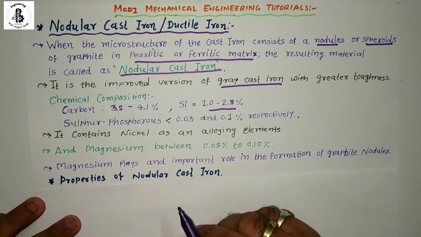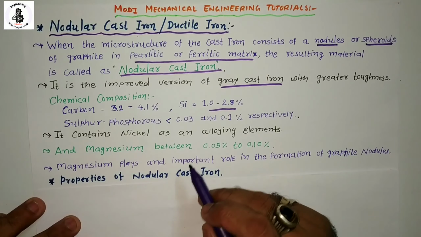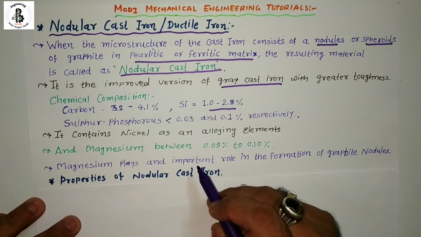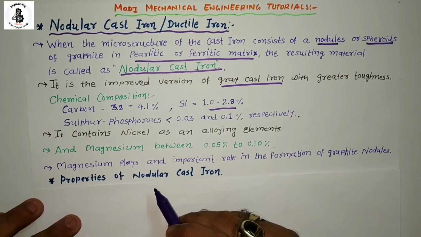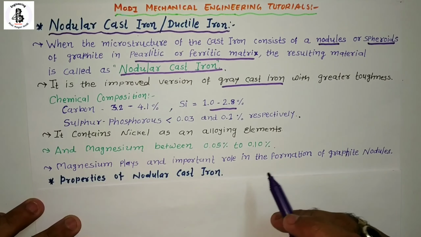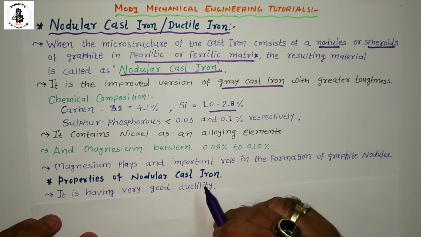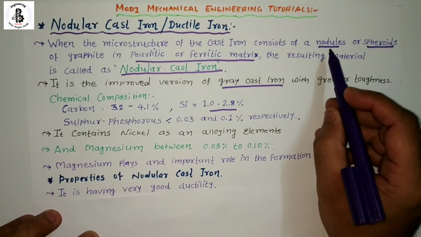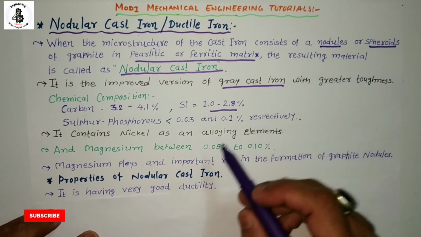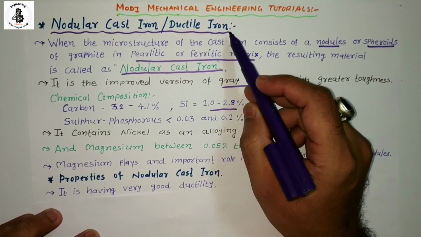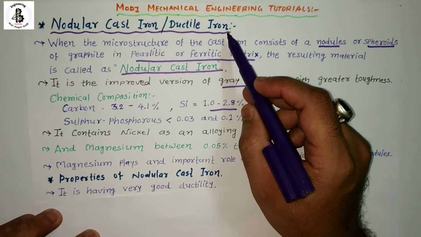From the nodular microstructure of these cast irons, they have good enough properties, and good ductility is present. Now we will discuss the different kinds of properties present in nodular cast iron. As we already discussed, the microstructure of nodular cast iron is in the form of nodules or spheroids, and the second name of nodular cast iron is ductile iron. As the name suggests, it has these properties.